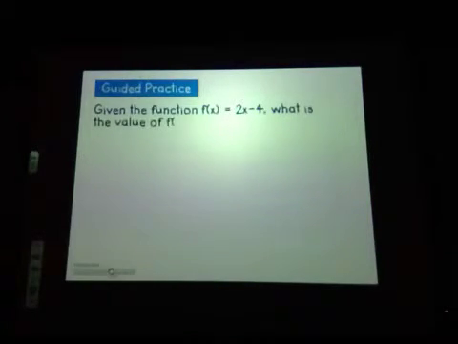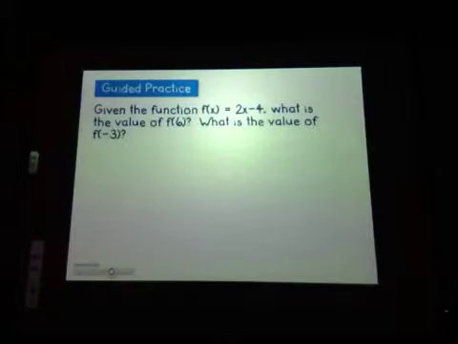Let's try guided practice. Given the function f of x equals 2x minus 4, what is the value of f of 6? And what is the value of f of negative 3? So this is a little bit more challenging than what we just previously did.